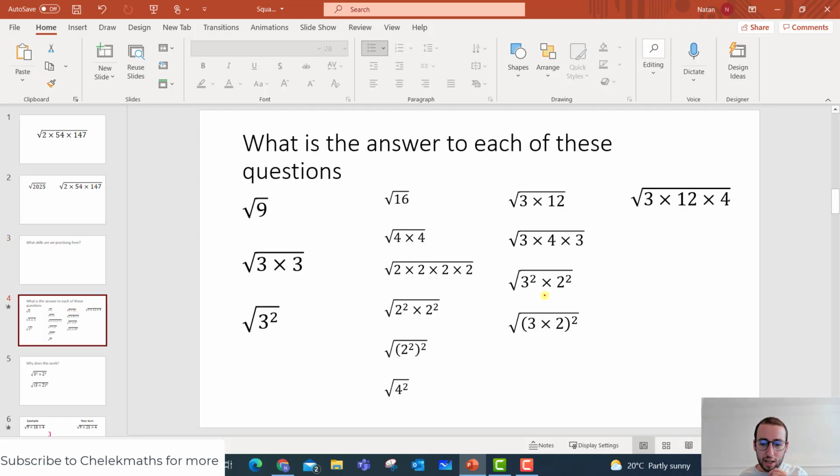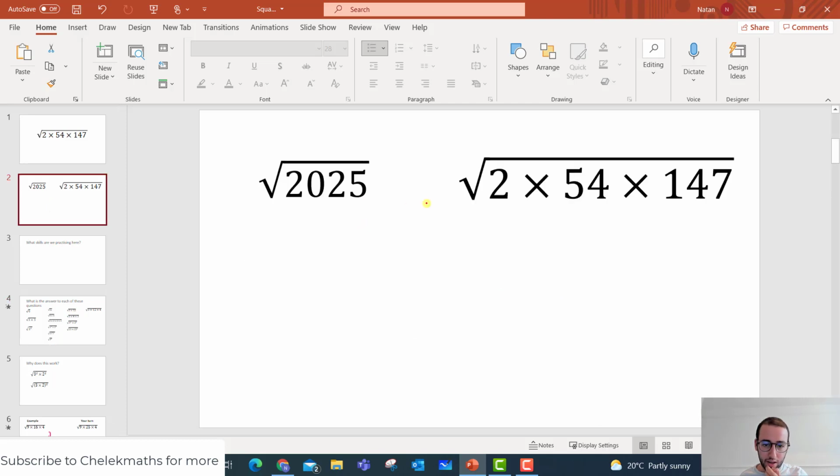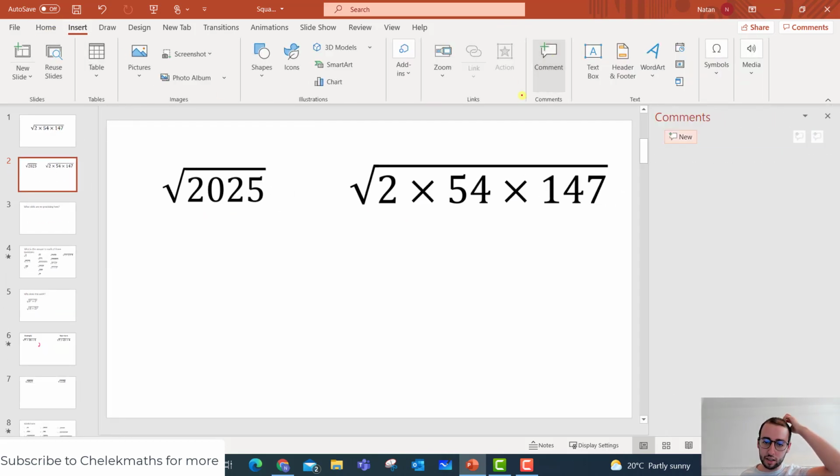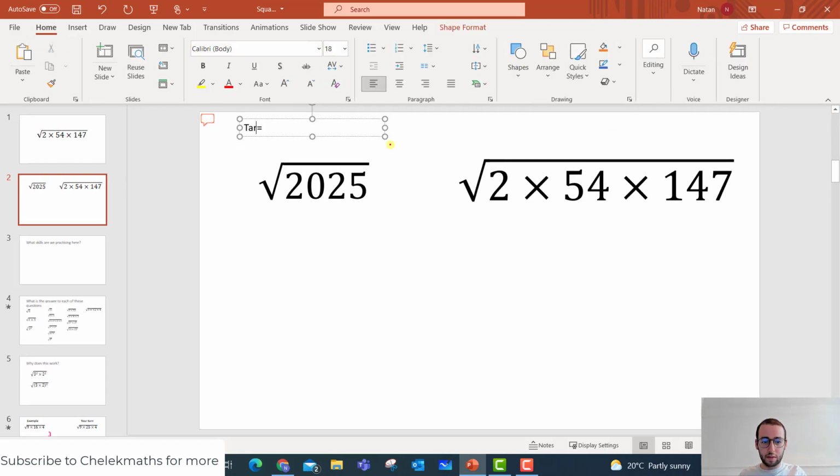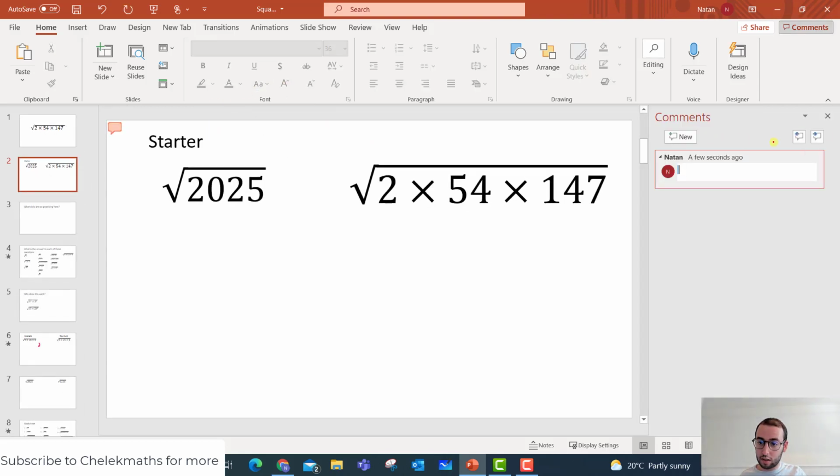The other, I don't really like this slide. I need to work out what the starter might be. I think it'll be this. I think when kids come in, this is the question that they're looking at. And then they can just try it. Let's absolutely delete this comment. Do I know how to do that?